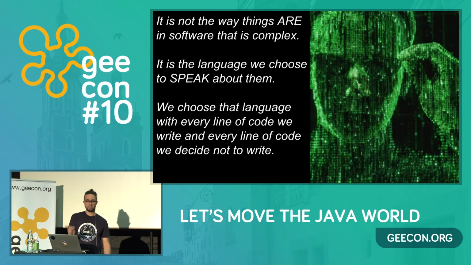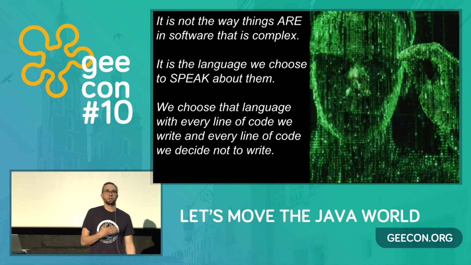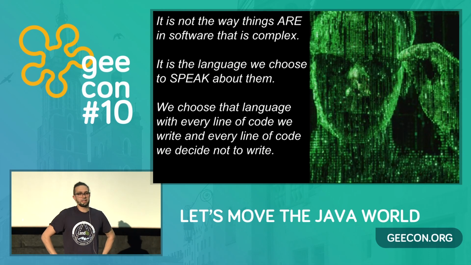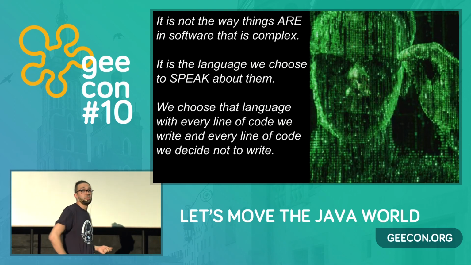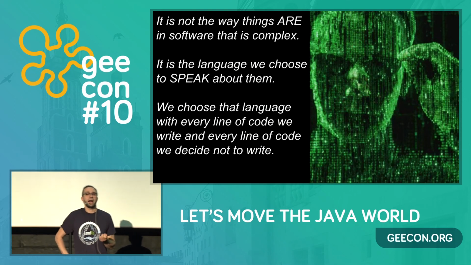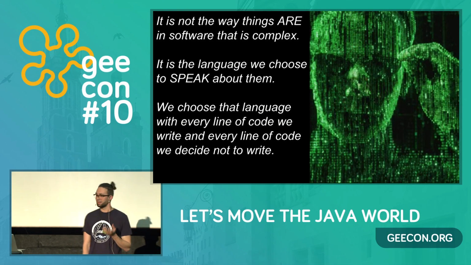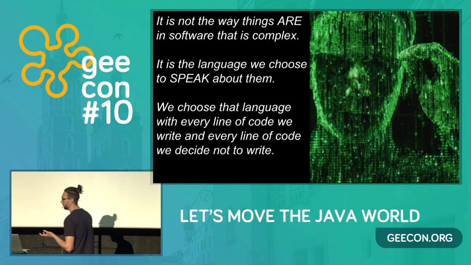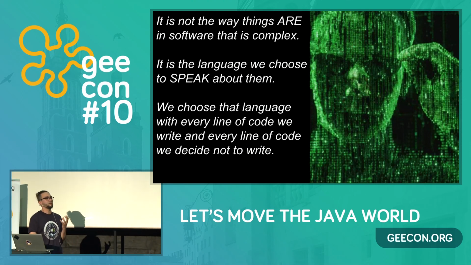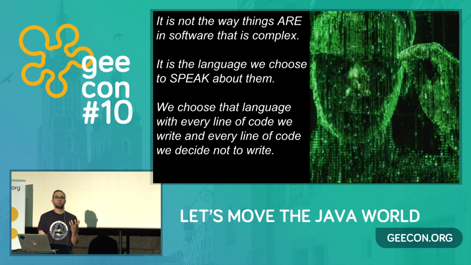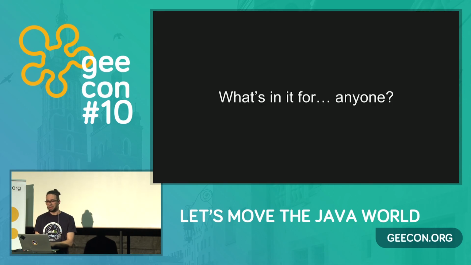And that's the last thing I wanted to convey as a takeaway from this presentation. It's not the way things are in software that are complex. It's the way we choose to speak about them. It's the language that we develop. And that language is something that we do have control over. So let's not just try to deliver tools for the business. Let's try to deliver languages for them.